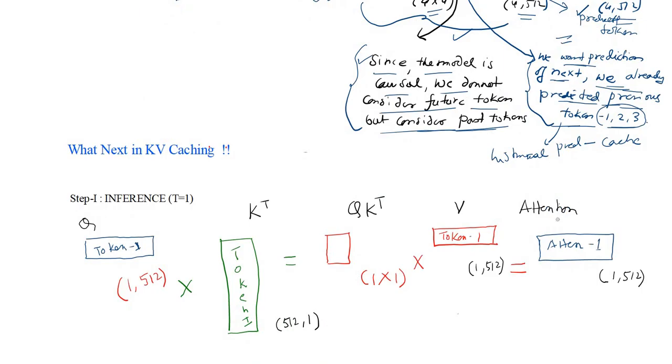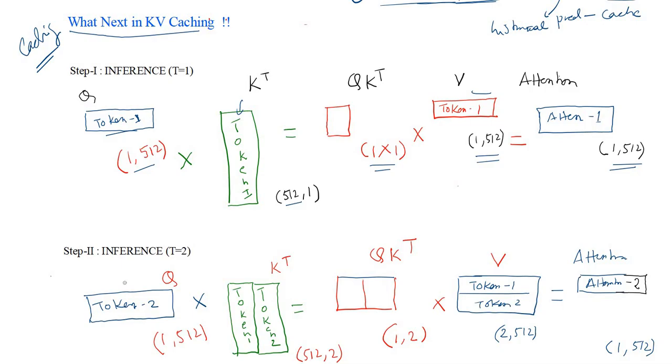Okay. Now what next? Let's go to the next extension of this, which is interesting and finalizes your concept of caching. In the earlier inference, we have token 1, so the dimension is 1 cross 512. The key token is also 1, so it's 512 cross 1. So it's a 1 cross 1 matrix. The first token we pass for value, so we get attention 1.